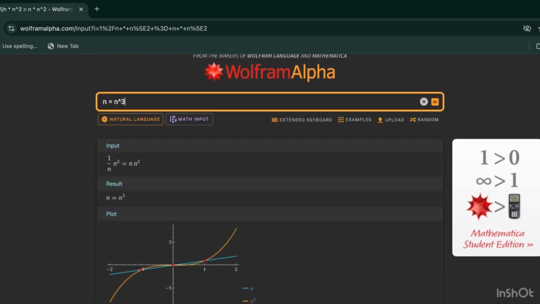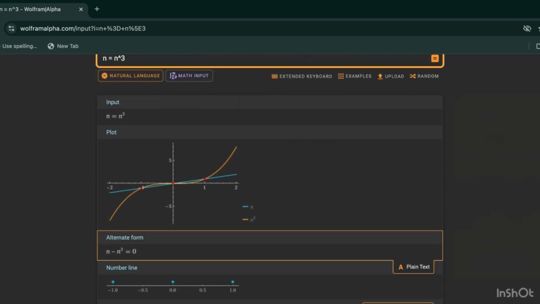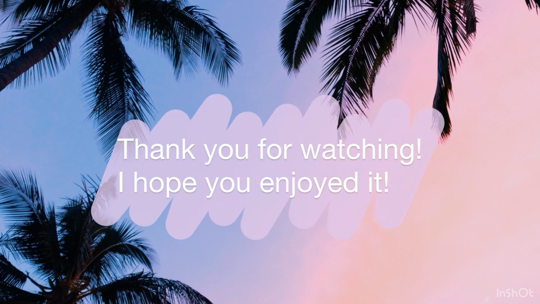So now I'll type in n is equal to n cubed, what we got a few steps later, and here it shows us 0 on the number line, and it does in the solutions as well. And the alternate form does not say for n is not equal to 0.